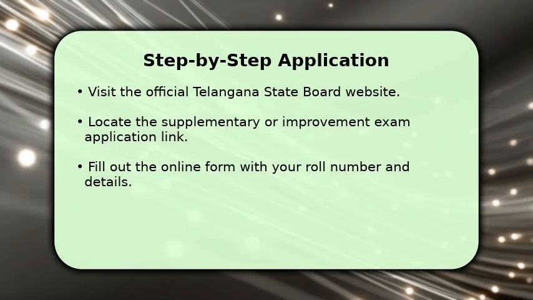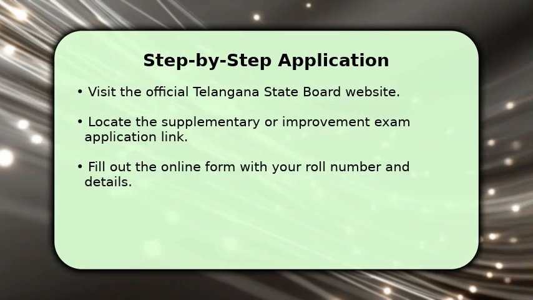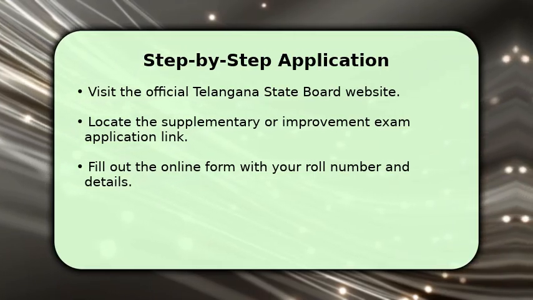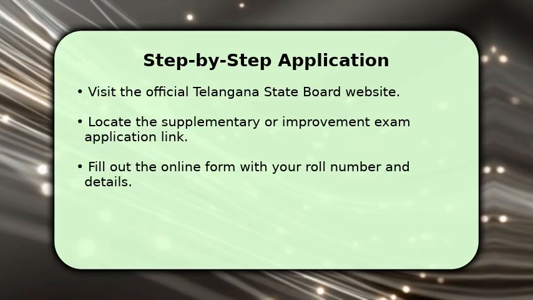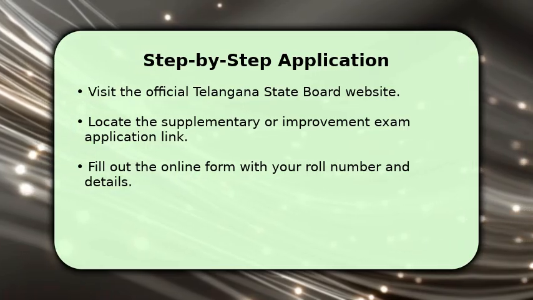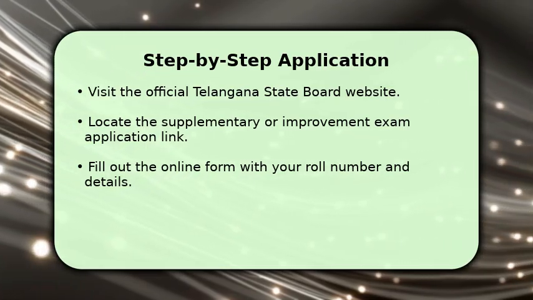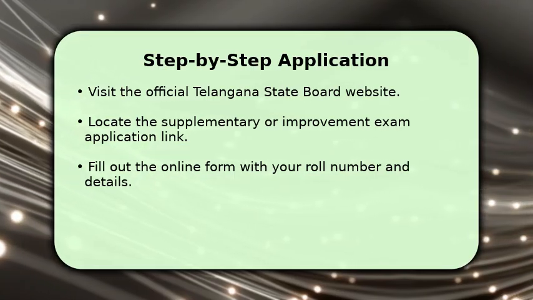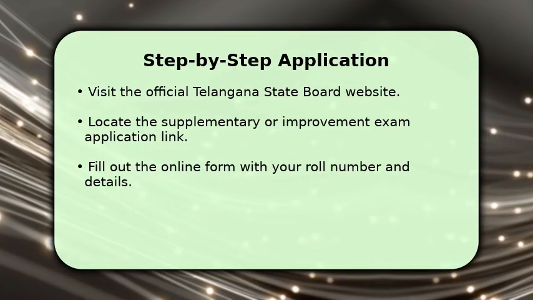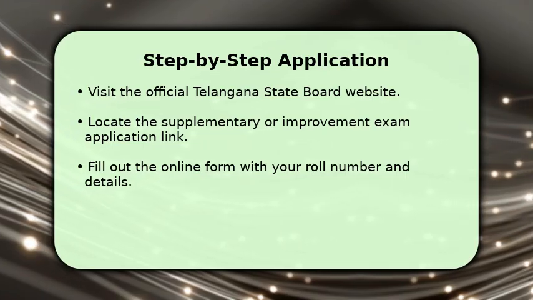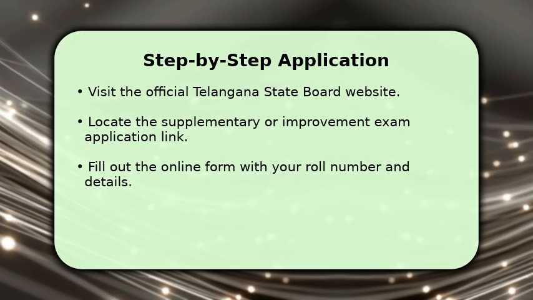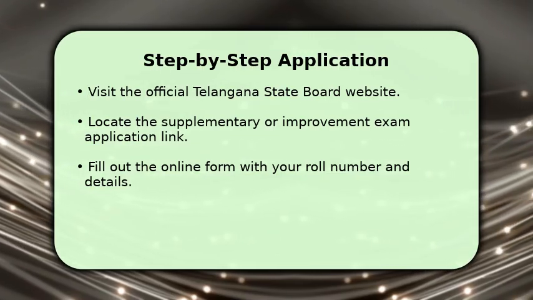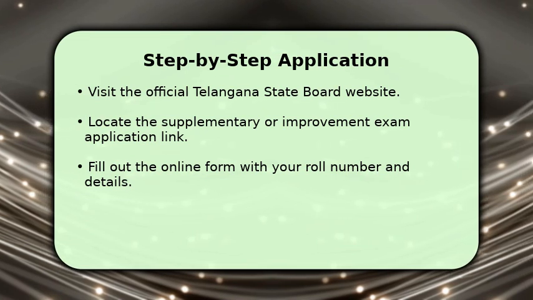Applying for the Betterment exam is primarily an online process. First, navigate to the official website of the Telangana State Board of Intermediate Education. Look for the dedicated link for supplementary or improvement exam registration. You will then need to accurately fill out the online application form, providing your roll number and other required personal and subject details. After completing the form, carefully review all entered information before proceeding to the payment section.